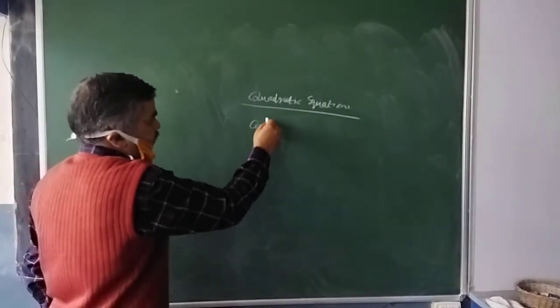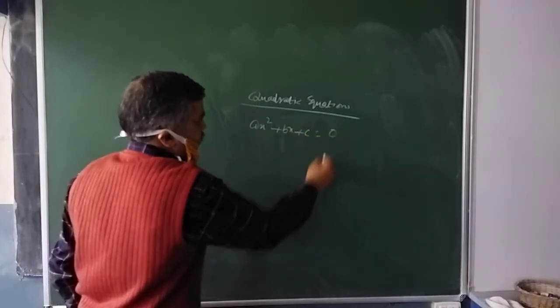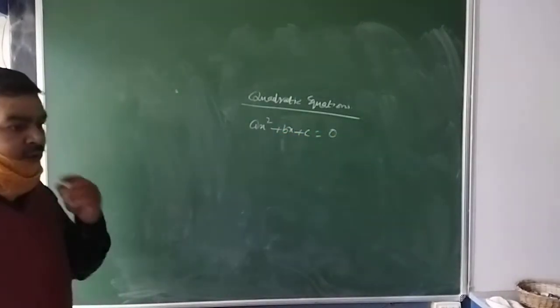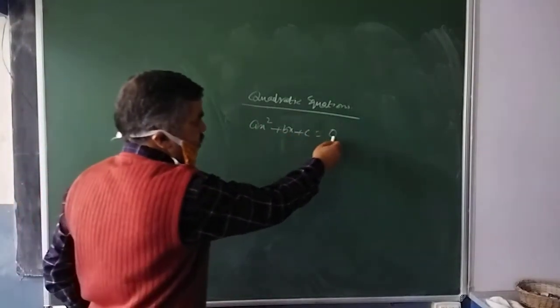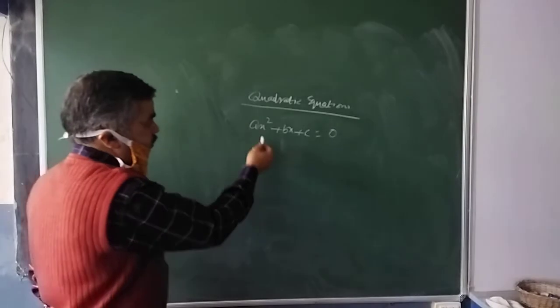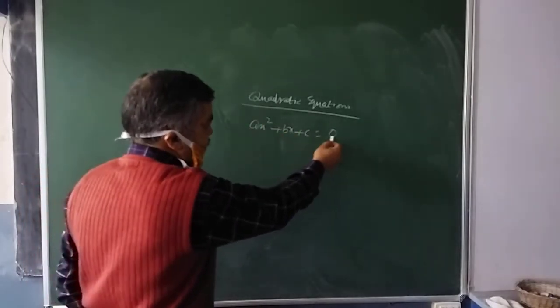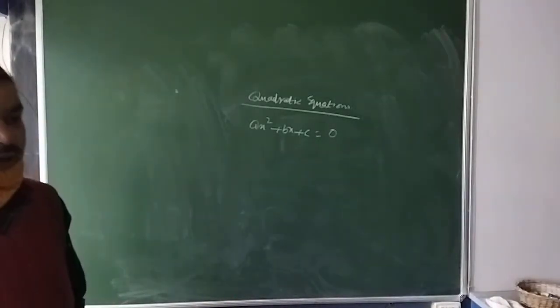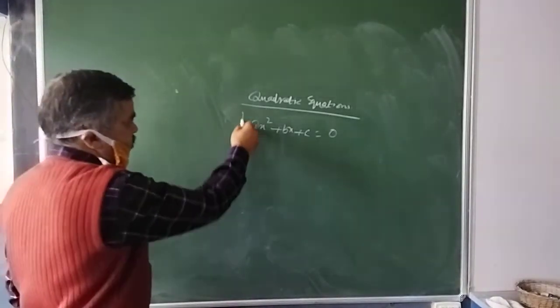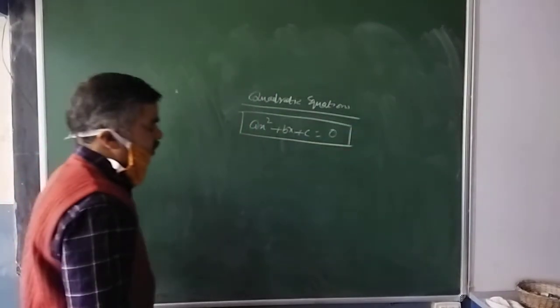your standard form we will be using is ax square plus bx plus c is equal to 0. So ax square plus bx plus c is equal to 0 is the standard form where a is the coefficient of x square, b is the coefficient of x, and c is the constant term, where a, b, c are real numbers. So now this equation is the quadratic equation.